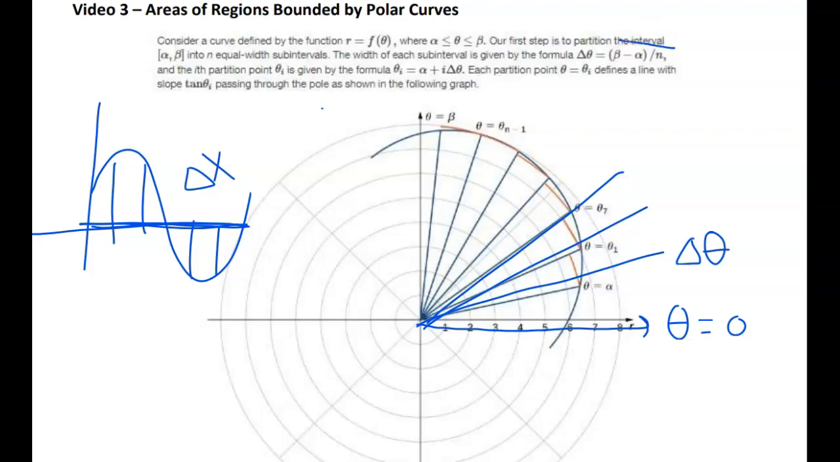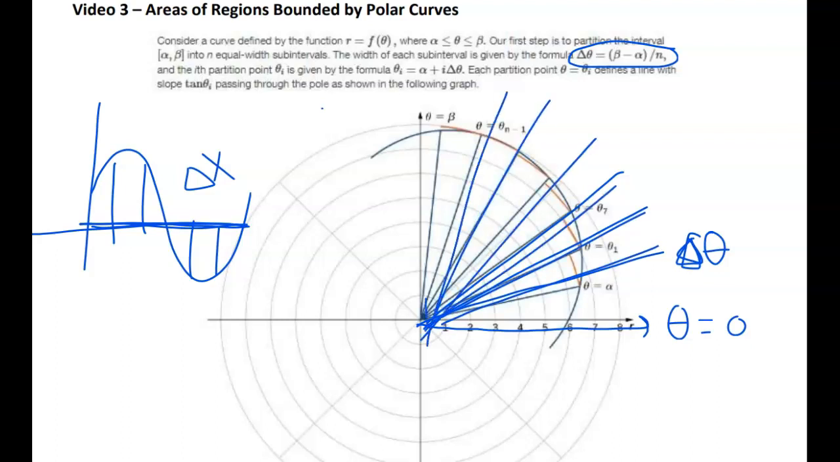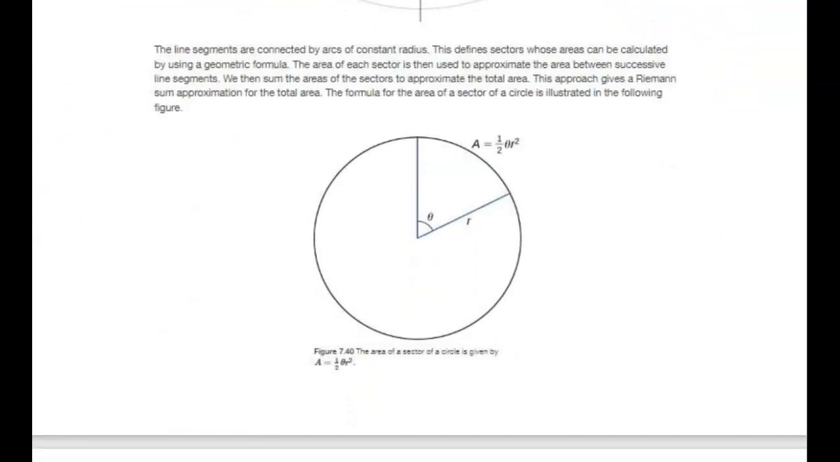So we're still going to have this change in theta, where I need to go from alpha to beta in a certain number of intervals, but these are now changes in the angle. And so these are going to be little pie pieces that get cut along the way. And then the nice smooth area is if we let delta theta go to 0. Okay, so that's kind of how this will work.